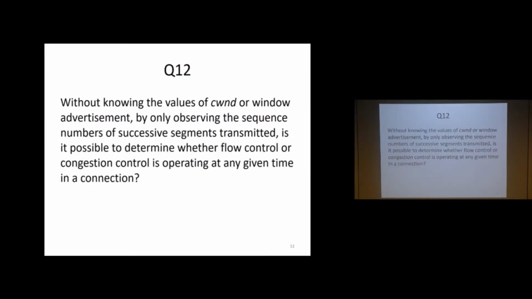Okay, without knowing the values of CWND, the value of the congestion window from TCP congestion control, or the window advertisement. The window advertisement is the thing that does flow control, right? It's the receiver telling the sender, don't exceed this window, so it's flow control. And CWND is what does congestion control. By observing only the sequence numbers of successive segments transmitted, is it possible to determine whether flow control or congestion control is operating at any given time in a connection?